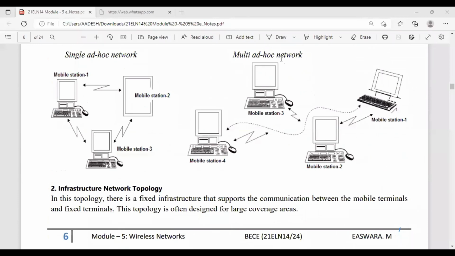Multi ad hoc network means here you can see mobile station 1, 2, 3 and 4. Now if mobile station 1 wants to connect to mobile station 4, it will make use of either mobile station 2 or mobile station 3. Through these intermediate nodes or intermediate mobile stations, this particular user is connected to this particular user. This is called a multi ad hoc network.